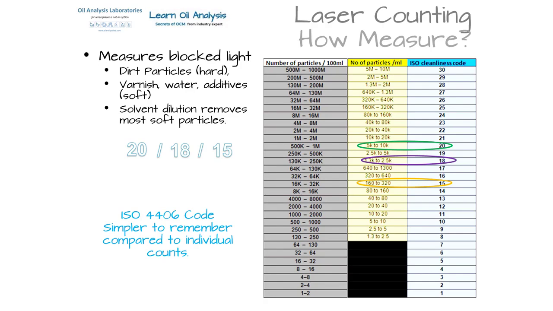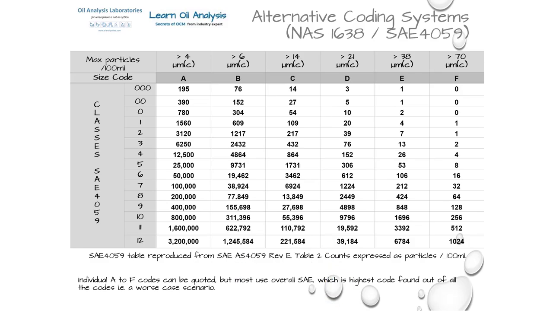Before I move on, some of you with very old machinery may have an ISO code with 2 rather than 3 codes, working on the old 5 and 15 micron code system. In this case, the equivalent in new terminology would be to just look at the last 2 codes of the 3-digit code, so 20/18/15 is the same as an old 18/15. Many people work in ISO codes with the 4, 6 and 14 micron counts. But for completeness, there is a rival system called SAE 4059, which replaced the old NAS 1638 system, which comes from the aviation industry and works on worst case scenario and a single code or class. The classes all work on a per 100 ml, i.e.